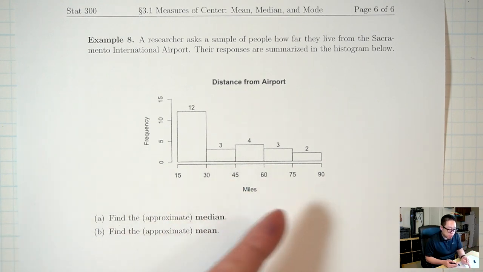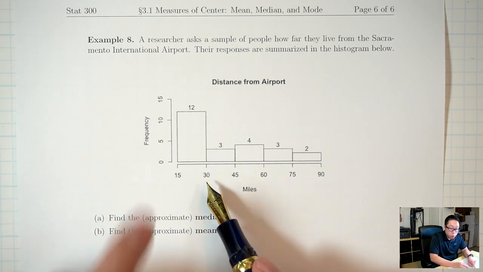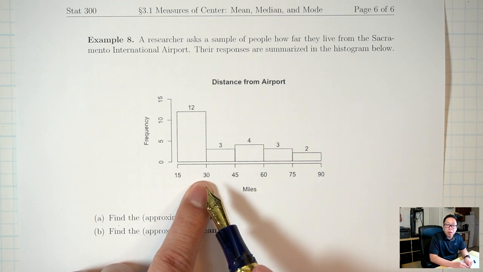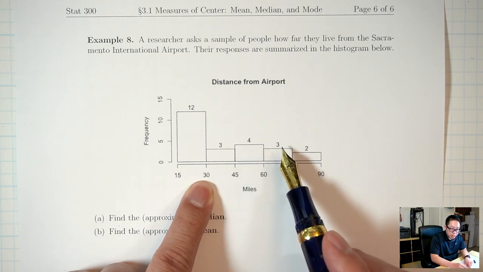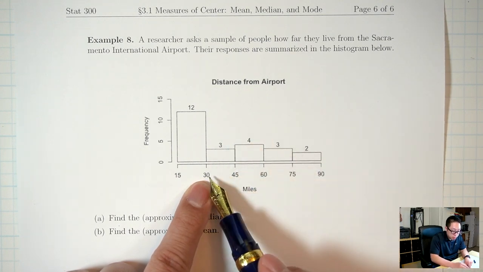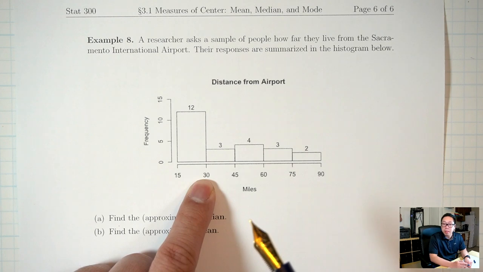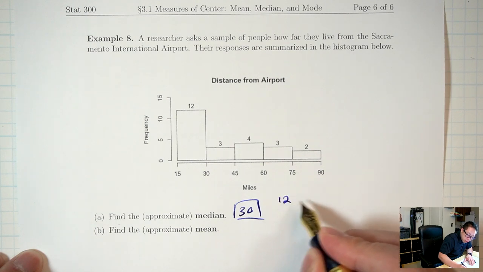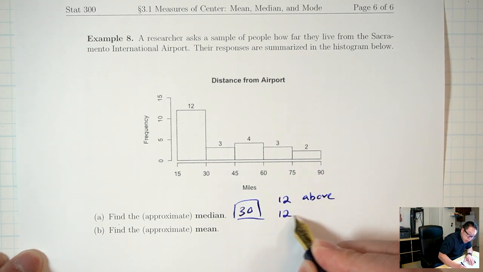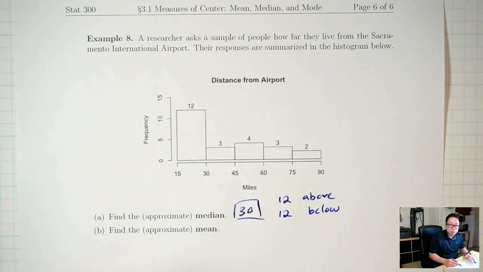And then from here, you just guess and check these numbers. Could it be 30? Okay, how many data values are below? 12. How many data values are above? Well, 3 plus 4 plus 3 plus 2. 3 plus 4 is 7, plus 3 is 10, plus 2 is 12. So there's 12 above and 12 below. It's the same above as below, so 30 is going to be the median. So just guess and check these numbers until you have a number that has the same total frequency above as below.